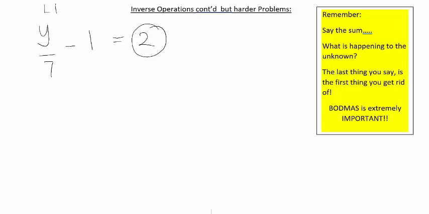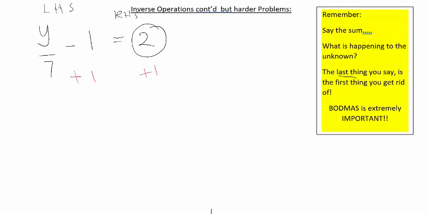So here I've got the left hand side and the right hand side, just to make sure we know what we're doing. So the sum is y divided by 7, take 1. The last thing I say is the first thing I get rid of. So the last thing I said was take 1, so the opposite to take is add 1. Whatever I do to one side, I must do the other.